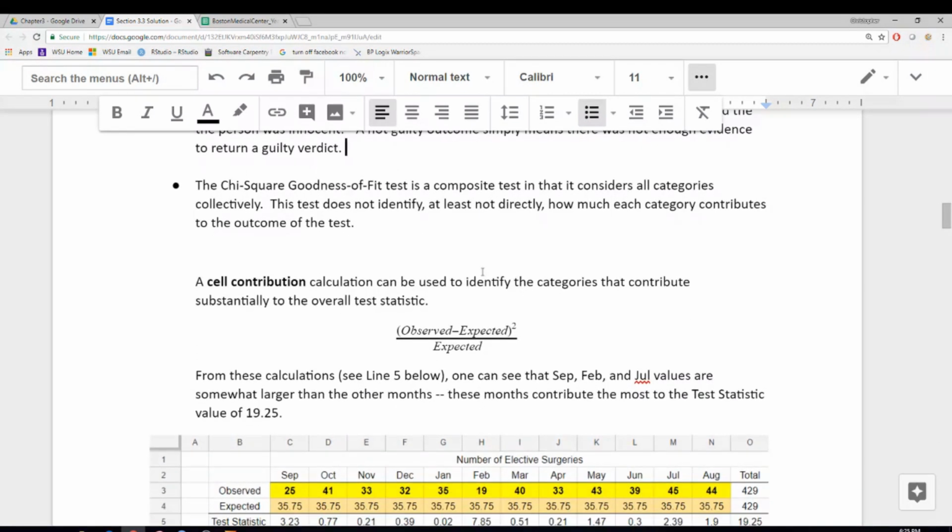Okay, a couple of other things here real quickly. This test is a composite test that considers all the categories collectively. The chi-square goodness of fit test does not, at least not directly, tell me how much each category contributes to the outcome of the test.